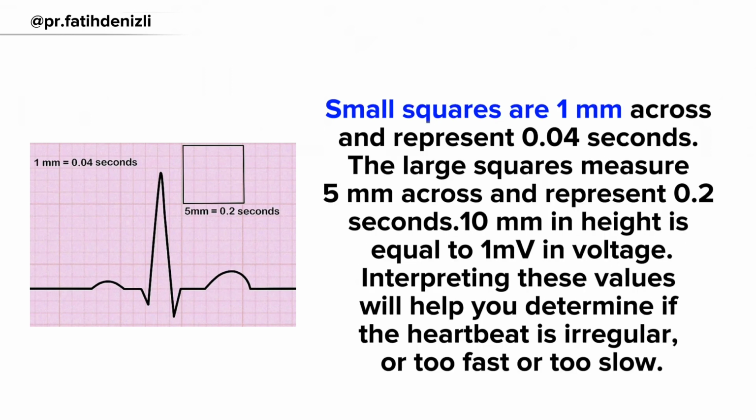Small squares are 1 millimeter across and represent 0.04 seconds. The large squares measure 5 millimeters across and represent 0.2 seconds. 10 millimeters in height is equal to 1 millivolt in voltage. Interpreting these values will help you determine if the heartbeat is irregular, or too fast or too slow.